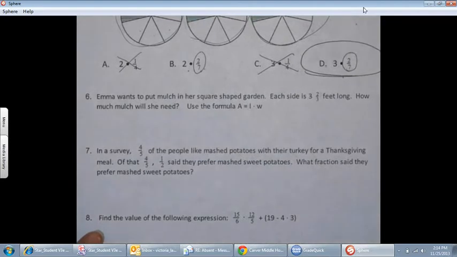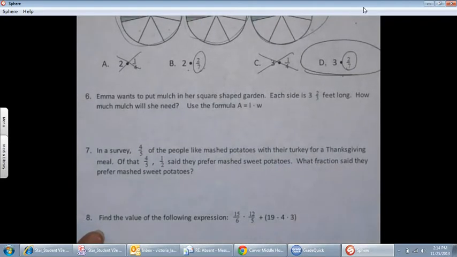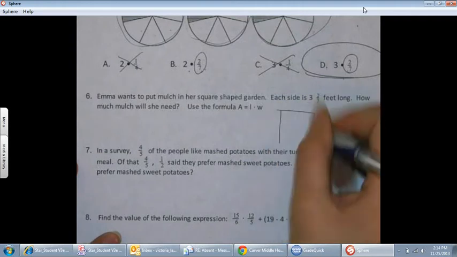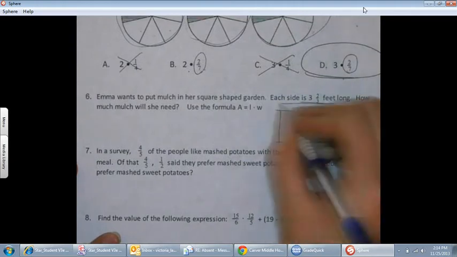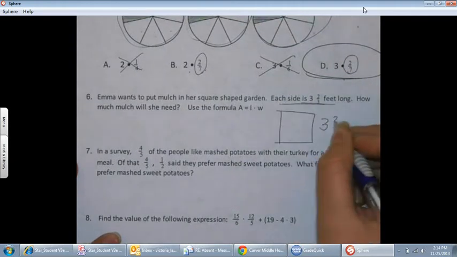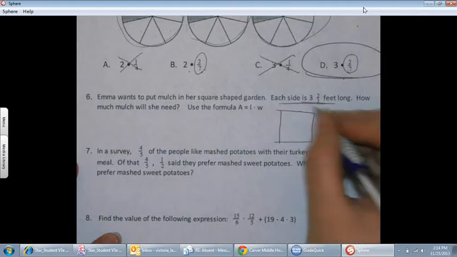Emma wants to mulch in her square-shaped garden. So let's draw our square. Each side is 3 2/3 feet long. So here's 3 2/3 times 3 2/3.